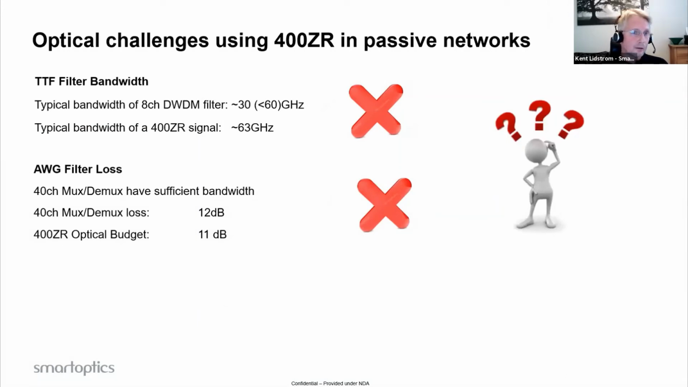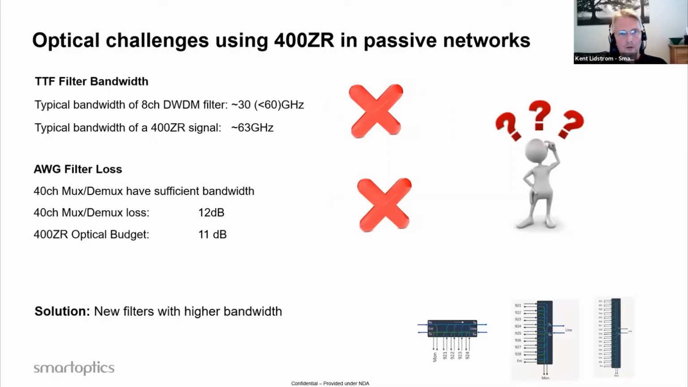So then the other option is to use an AWG filter technology where you have sufficient bandwidth. But if you look at the end-of-life worst case loss for a typical 40 channel MUX on the market, they have an end-of-life loss of about 12 dB. And of course, that creates a challenge since the optical budget, if you run it passive, is only 11 dB.